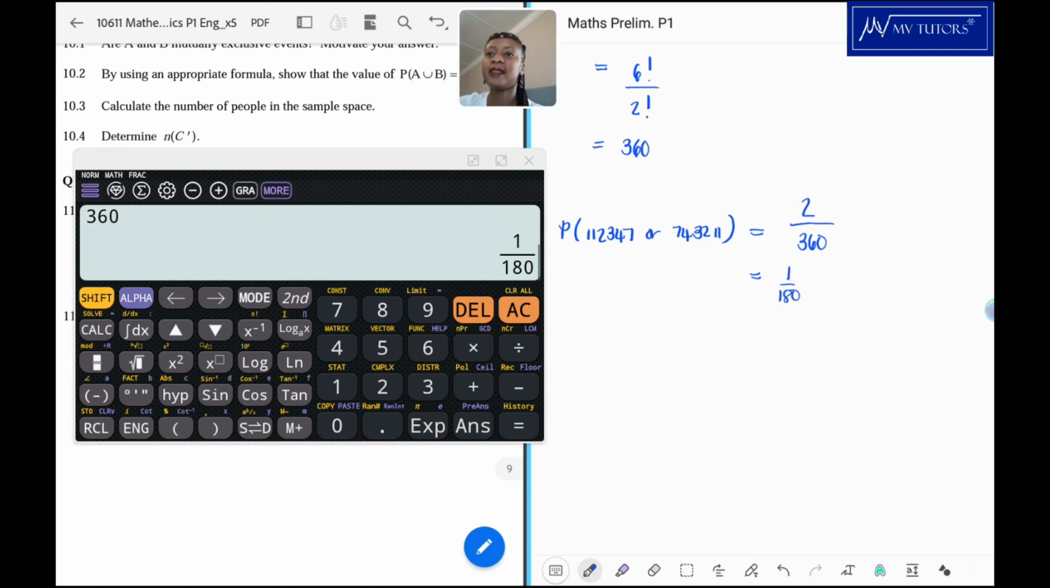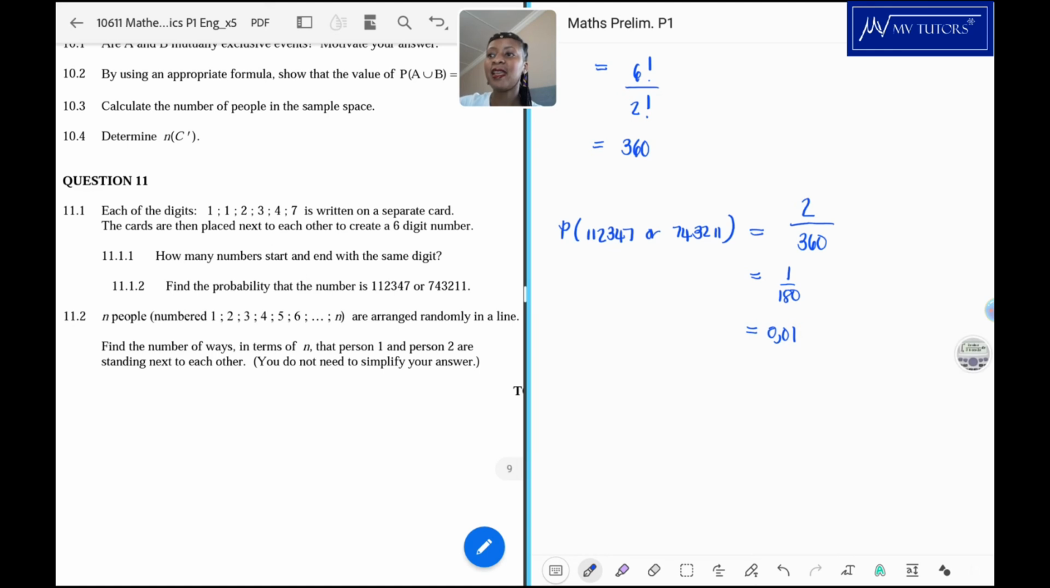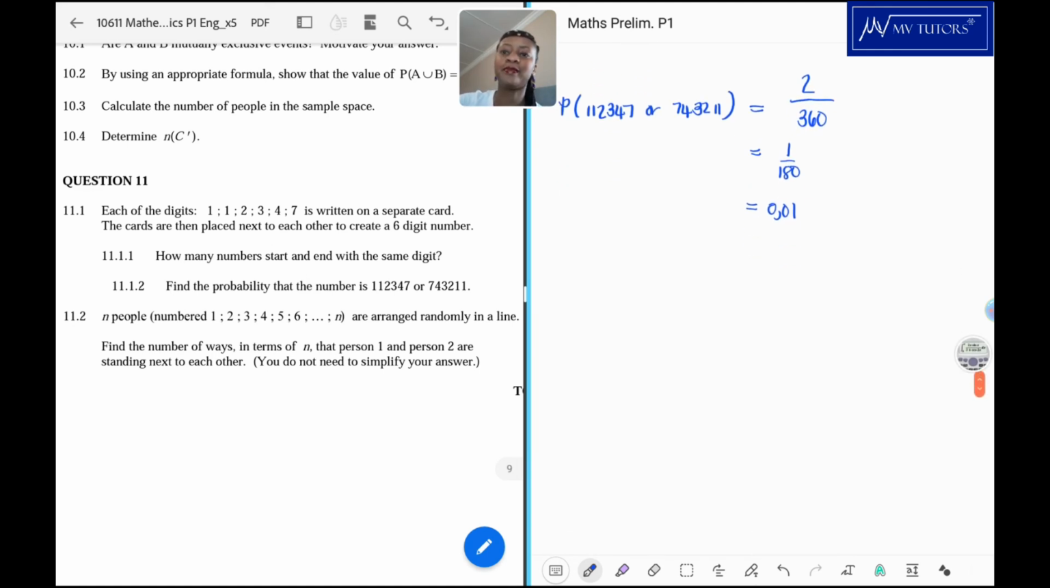Okay, and yeah, if you really wanted to write it like this, if I'm rounding it off to 2 decimal places, it would be 0,01. Okay, yeah. And then what are we doing now? Okay, 11.2. We are almost there, guys.